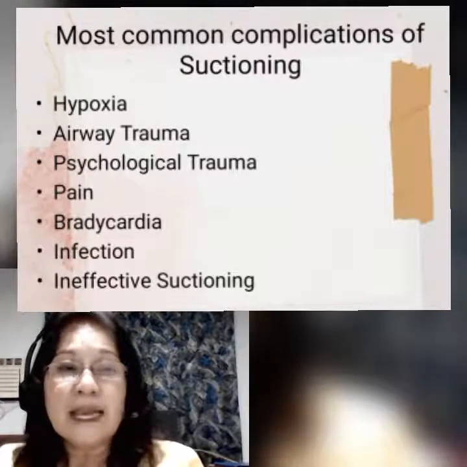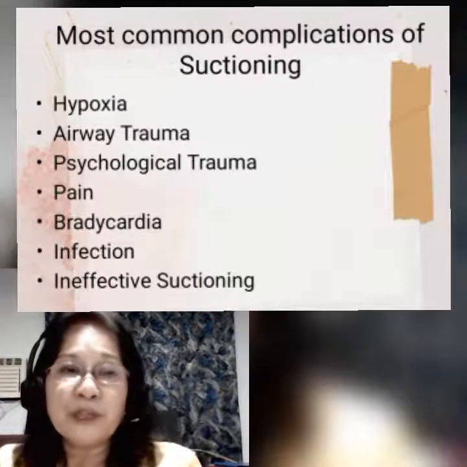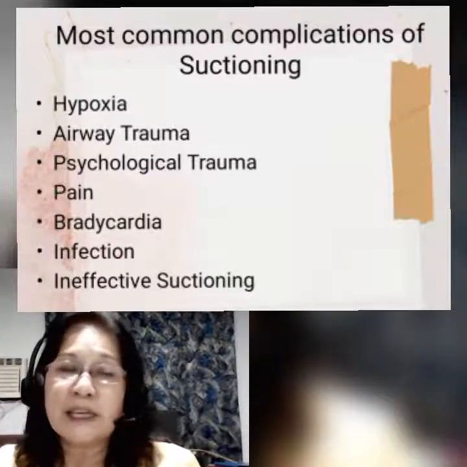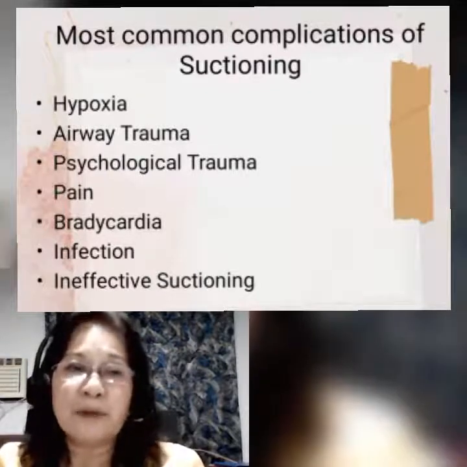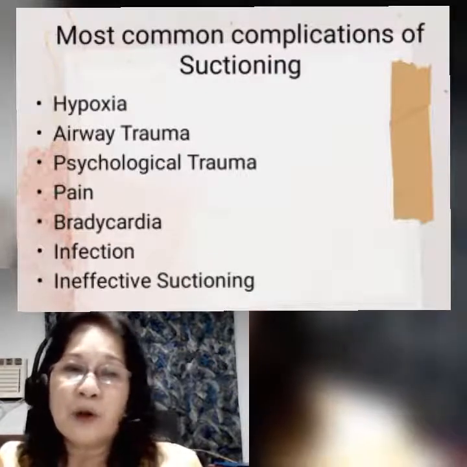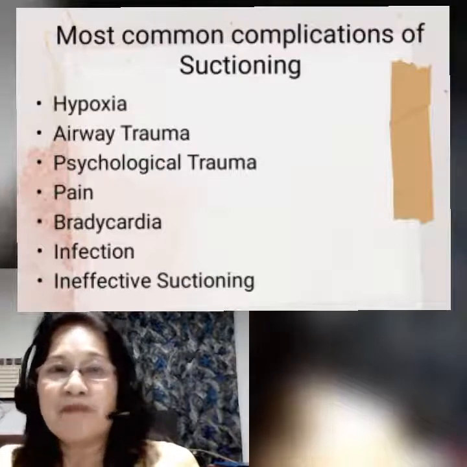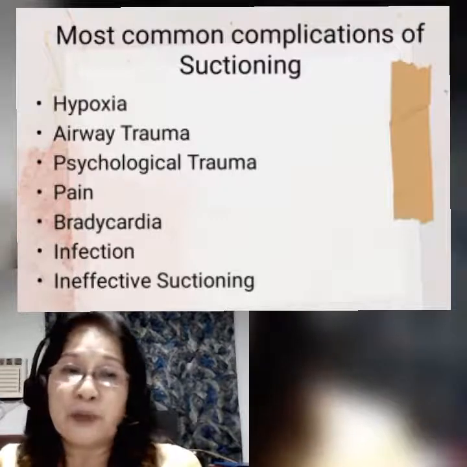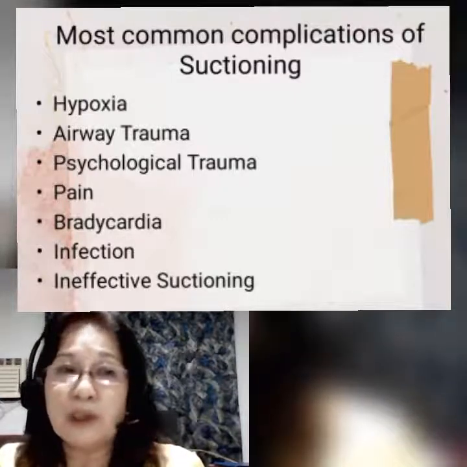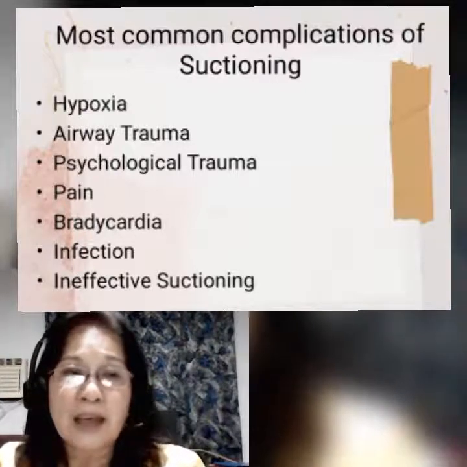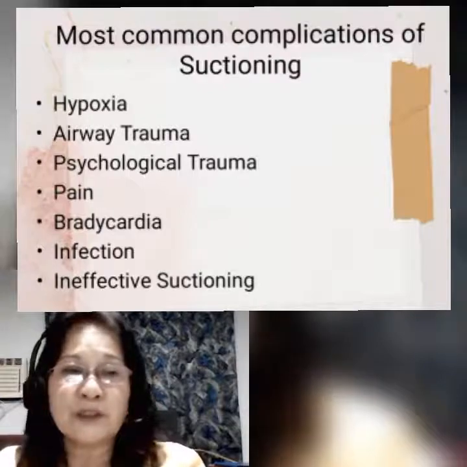Okay, and then ineffective suctioning. When you do your suctioning, be sure that you are able to get all the secretions down to the tip of the suction catheter of your endotracheal tube. Ineffective suctioning is a process wherein the patients will suffer if you are not good at suctioning them. So you have to consider the size of the patient and the size of your suction catheter as well, right? Okay.